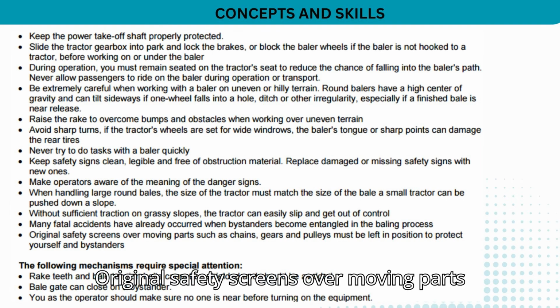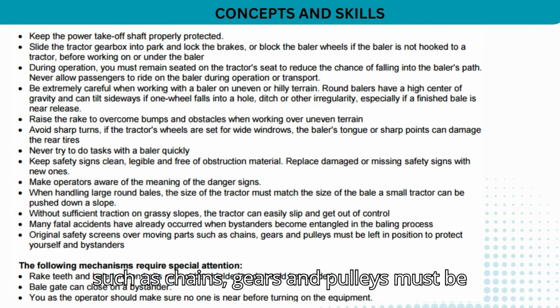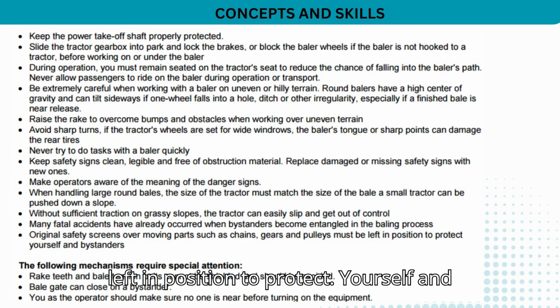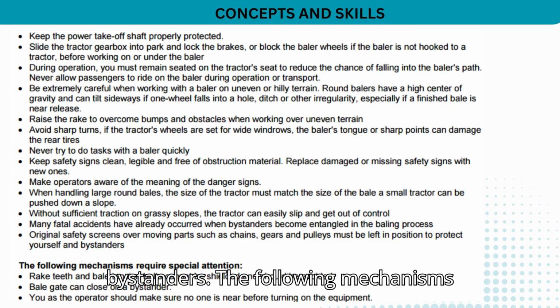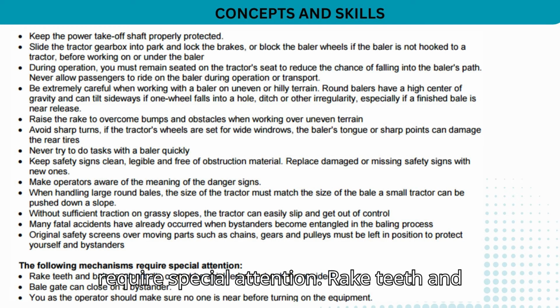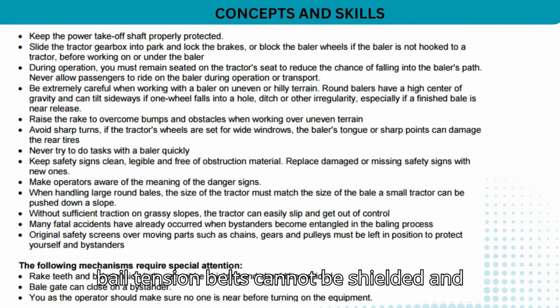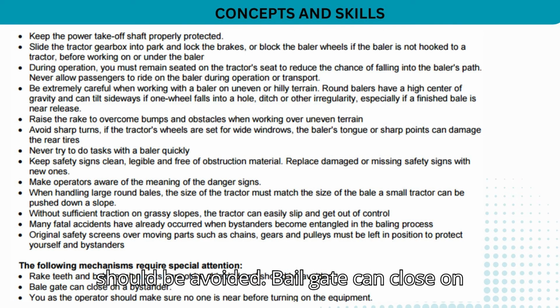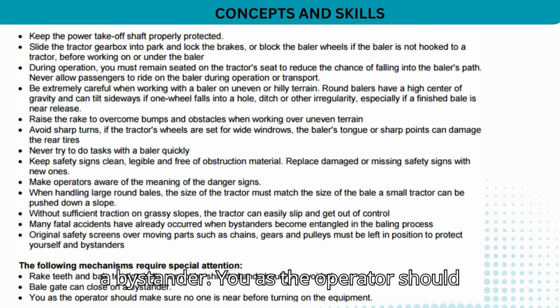Original safety screens over moving parts such as chains, gears and pulleys must be left in position to protect yourself and bystanders. The following mechanisms require special attention. Rake teeth and bale tension belts cannot be shielded and should be avoided. The bale gate can close on a bystander. You as the operator should make sure no one is near before turning on the equipment.